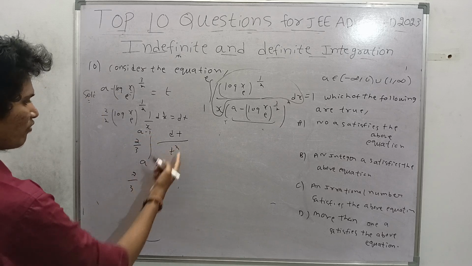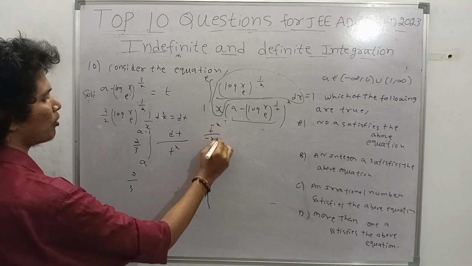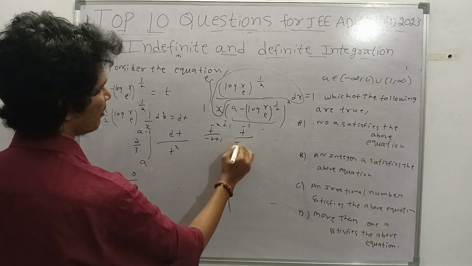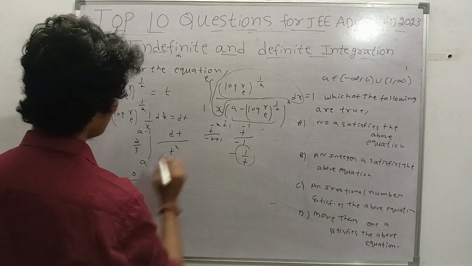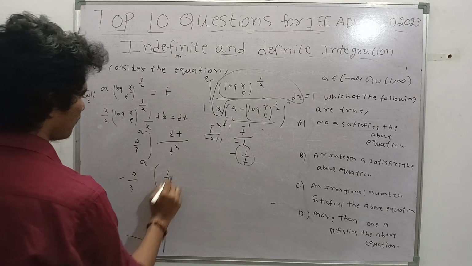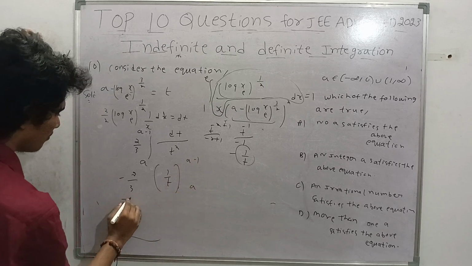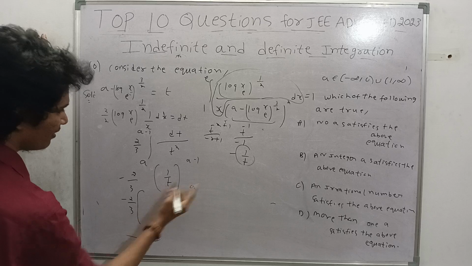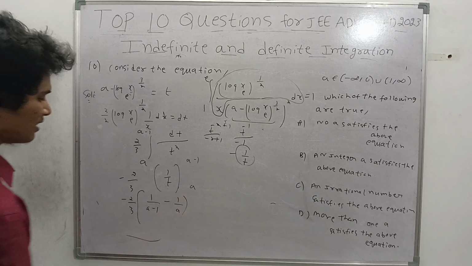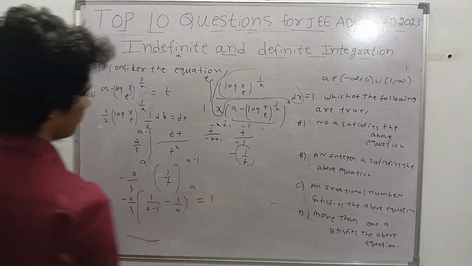Now, 2 by 3. What is the integration of 1 by t square? It is t power minus 2, so it will be t power minus 1 divided by minus 1. So the integration part is minus 1 by t. If you take minus outside, and if you apply the limits, it will be a minus 1 divided. So total, it will be 2 by 3, and if you apply the limits, 1 by a minus 1 minus 1 by a. Now they are saying this complete thing is equal to 1.